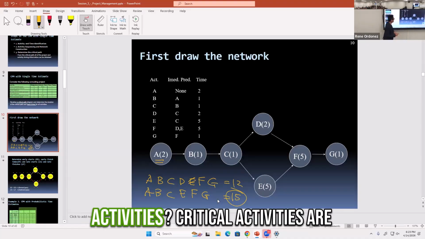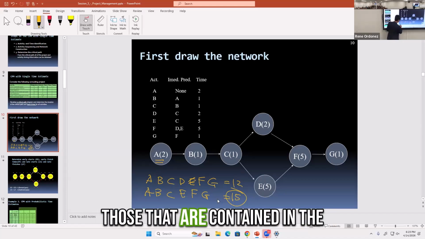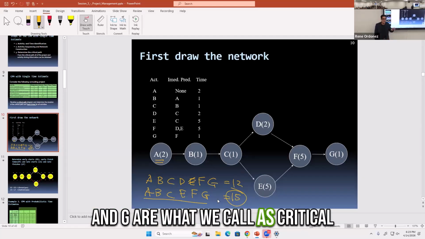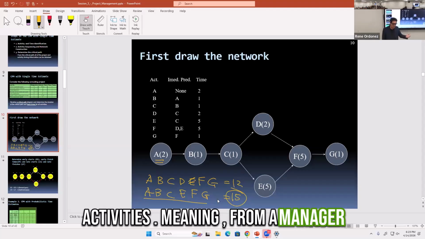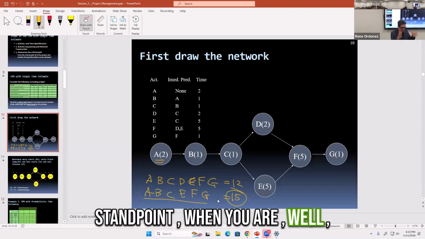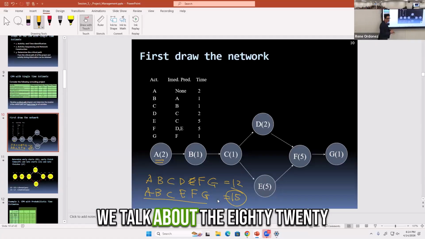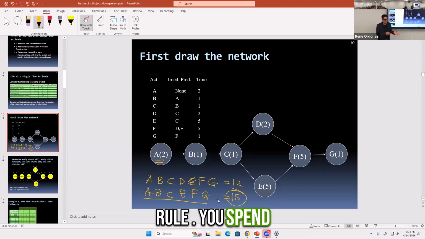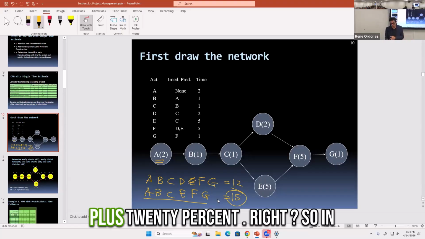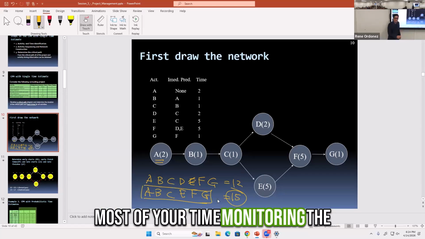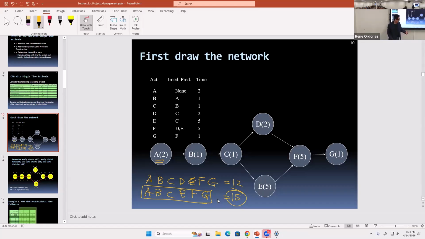Okay, what are the critical activities? Critical activities are those that are contained in the critical path. So A, B, C, E, F, and G are what we call critical activities, meaning from a manager's standpoint, your time is scarce, right? Again, we talk about the 80-20 rule. You spend 80% of your time on 20%, right? So in this case, you'll probably spend most of your time monitoring these activities.